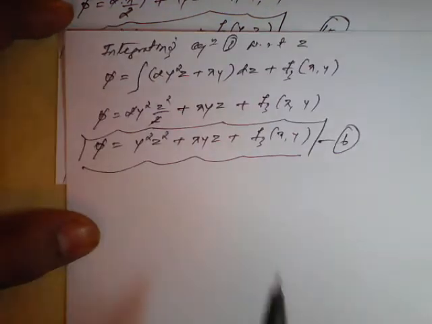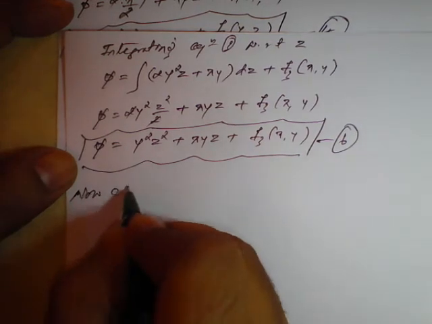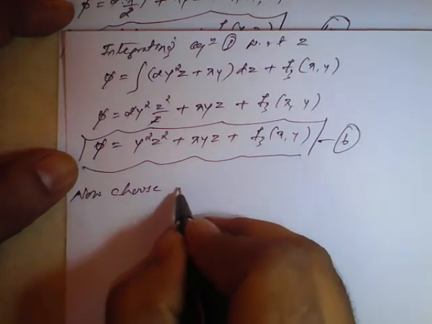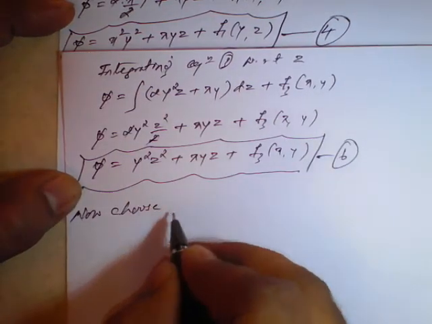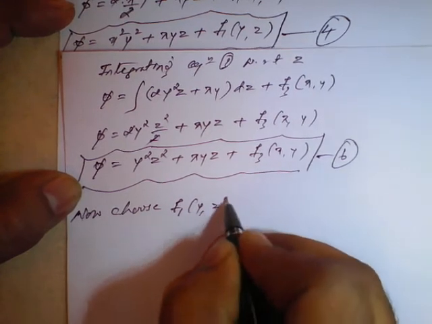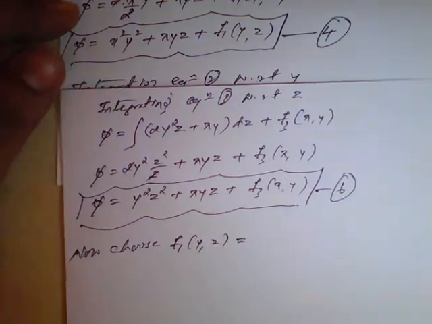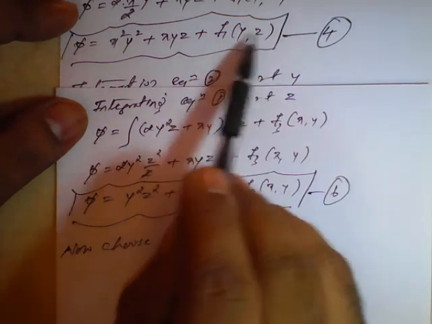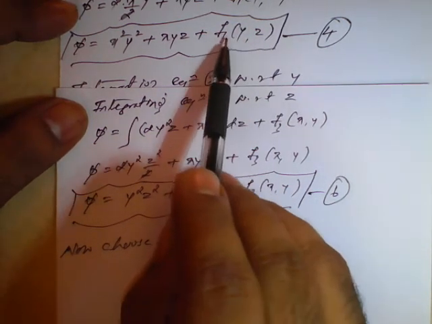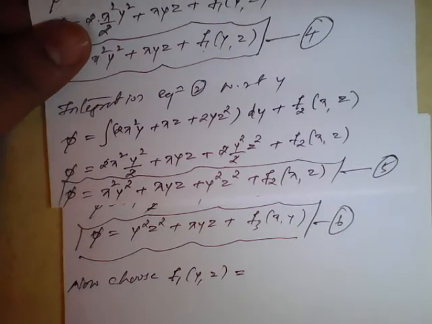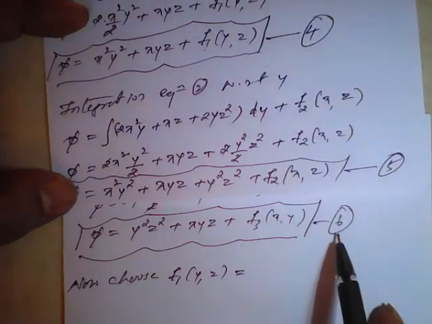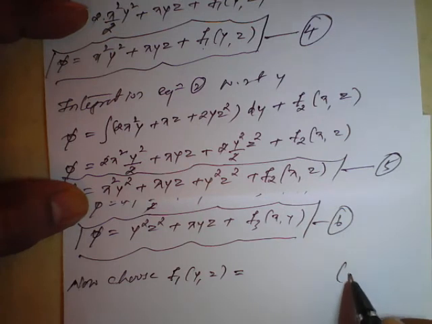Now we need to choose the values. From the equation, we have to choose the value of f1 of yz. How to choose it from equation number 4? We need to choose the value of f1 of yz in such a way that it is collected from equation 5 and 6. This is equation number 5 and this is equation number 6. So from equation 5 and 6 we need to choose now.